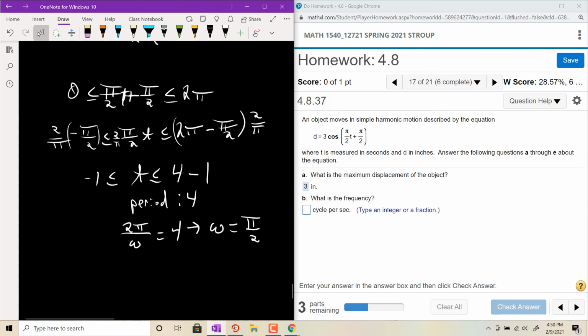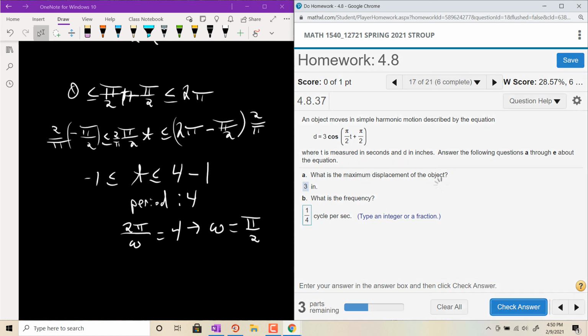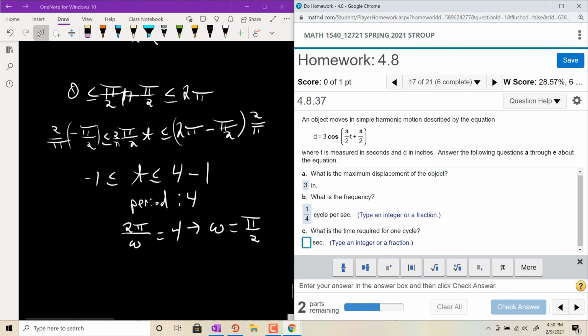So, what is the frequency? The frequency is 1 over the period, so maybe I just did some overkill there, but the frequency is 1 over 4, right? It's 1 over the period. Sorry, carried away. Clearly 4 seconds is required for 1 full cycle.